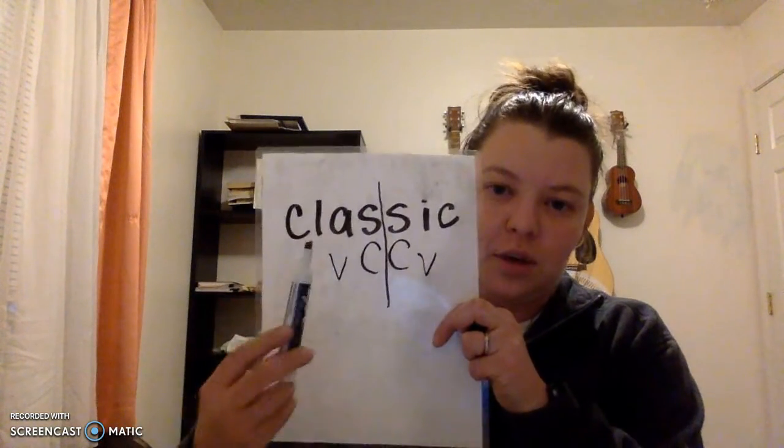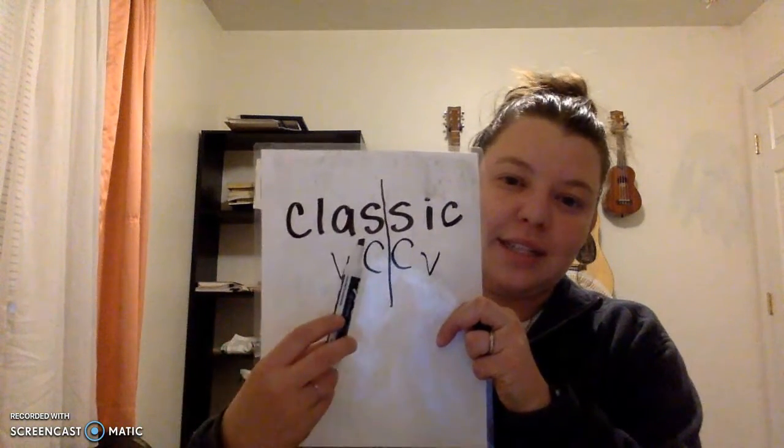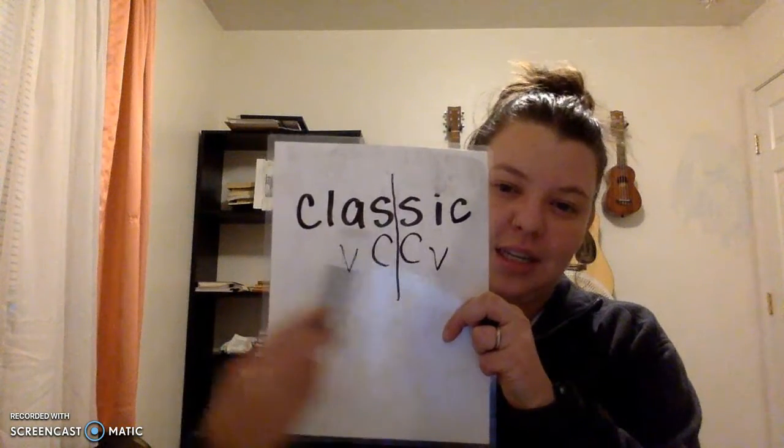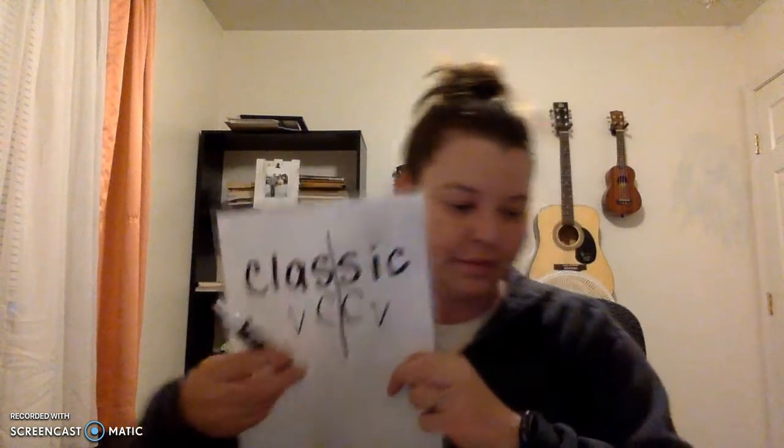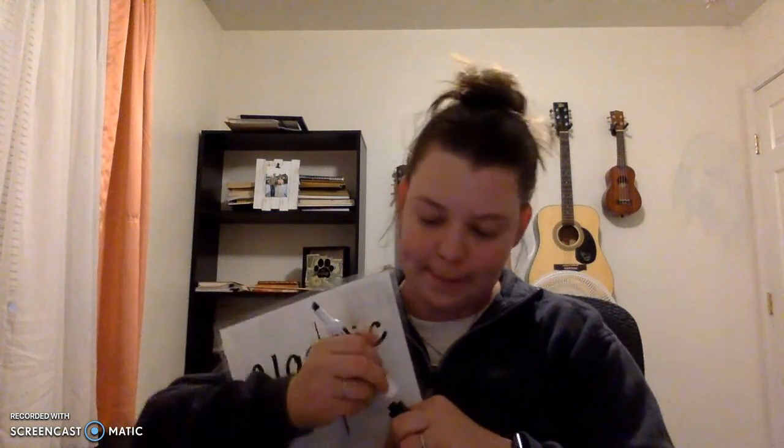So now let's blend it together. Class, sick, classic, classic. Nice job. We're only going to do two more, okay? The next one we're going to do is plastic. Plastic. It's kind of similar to classic, right? So we'll have plastic.